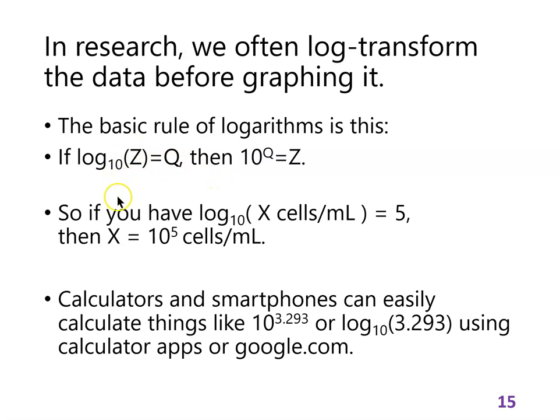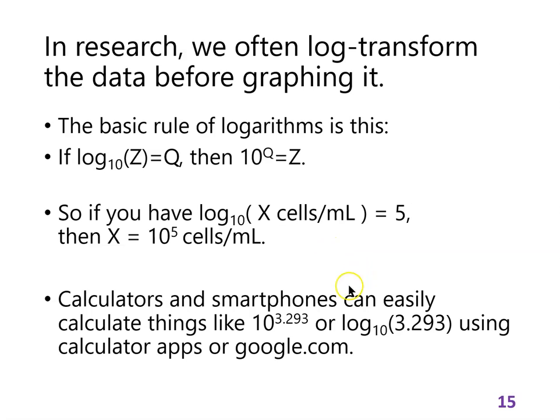So an example would be if I tell you that we have log 10 of some unknown number of cells per milliliter. If log 10 of that unknown number equals 5, then that unknown number is 10 to the 5th power. It's 10 to this power equals this, where 10 to the q equals z.